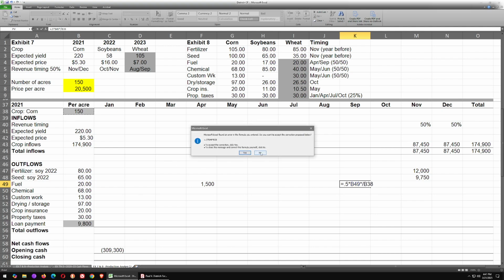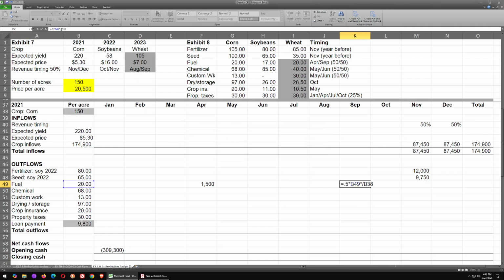Equals 0.5 times $20 per acre times 150 acres. Oops. I fat-fingered that. I accidentally clicked on a different key. Okay, so I'm going to actually say equals the other one because it is 50-50. And as long as you got it in the right month, April and September. Okay, chemical work is going to be May and June, 50-50. So equals 0.5 times 68 times 150 acres.